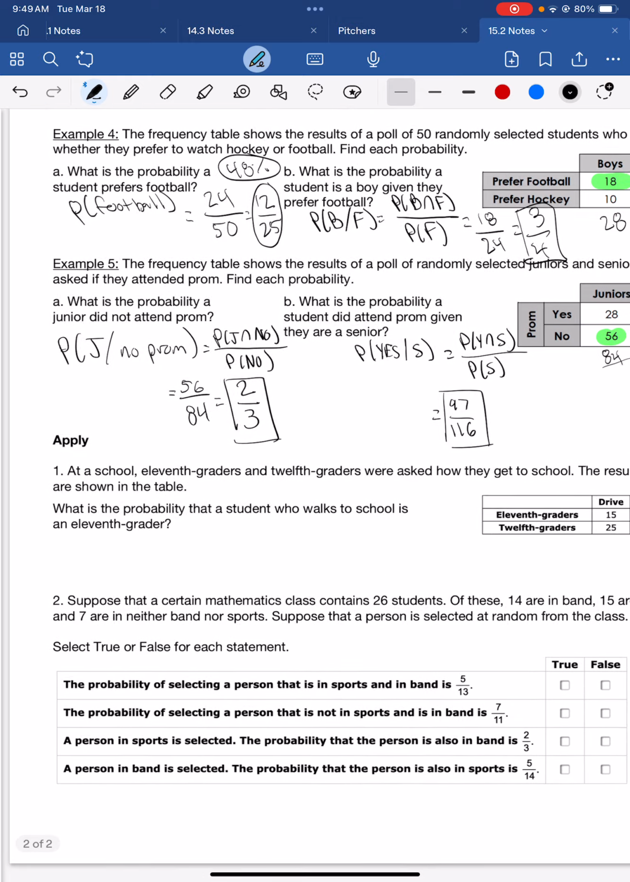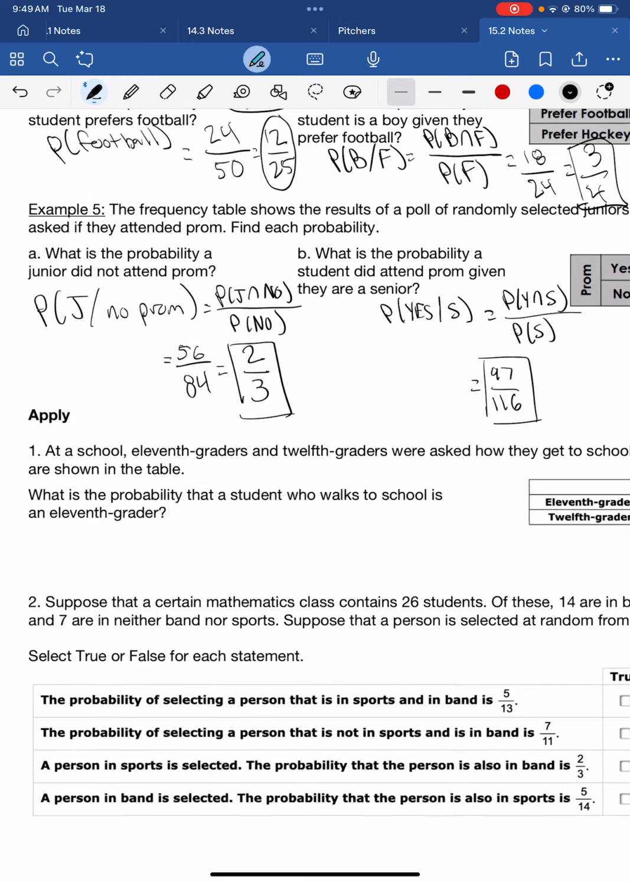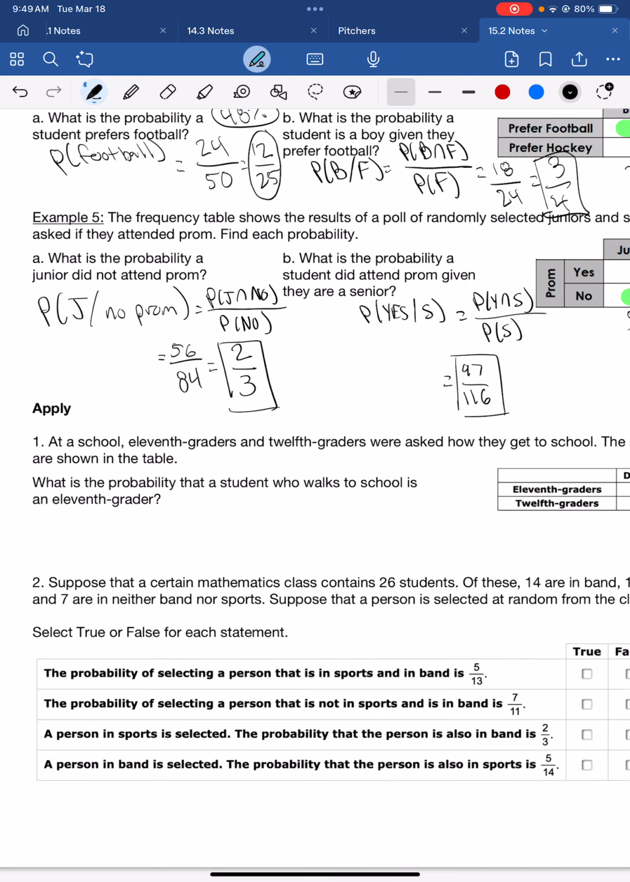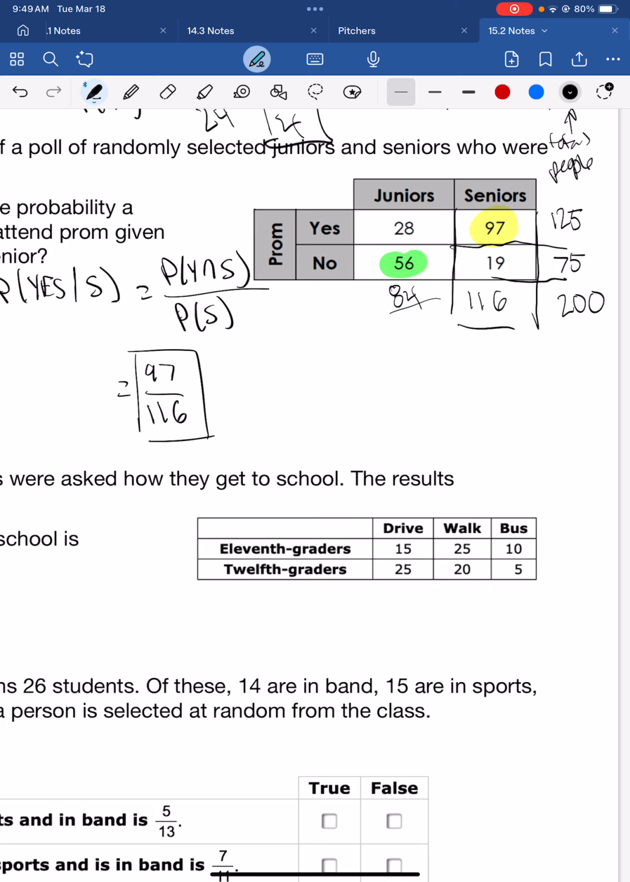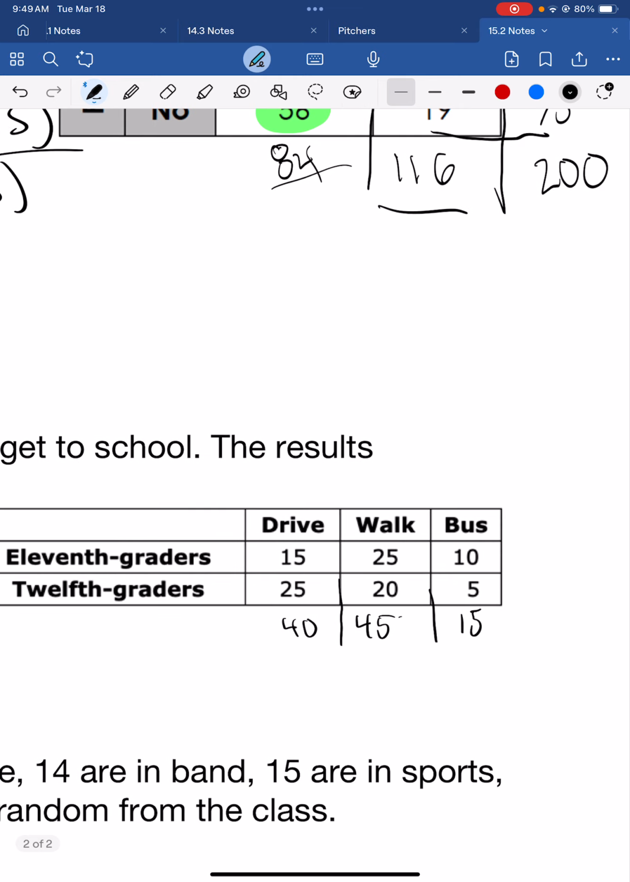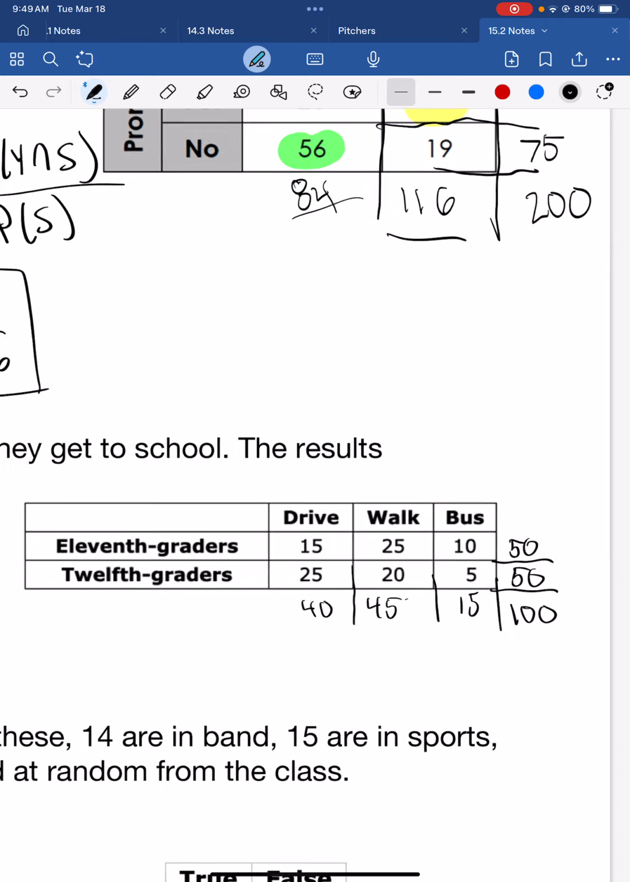Sweet. Let's take a look at this one down here, and then we'll call it a day. It says, at a school, 11th graders and 12th graders were asked how they get to school. The results are shown in the tables. Let's write down our totals here. The total number of people that drive is 40. Total number of people that walk is 45. Total number of people that bus is 15. So there's 50 11th graders, 50 12th graders, which gives us 100 students total in the survey.